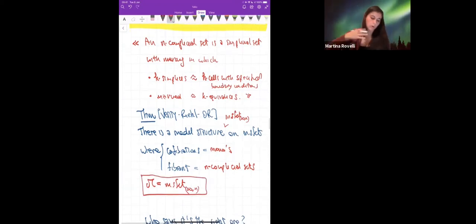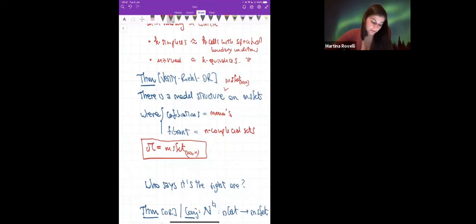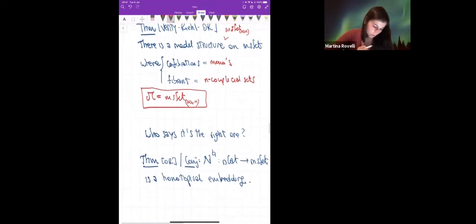Okay, but who says that this model category, this model structure is the good one? Like, I came up with something, but do I have any supporting evidence that it does the job? And here are two things that I hope will convince you that it's a good choice. So who says that it's the right one? One fact is a theorem conjecture.